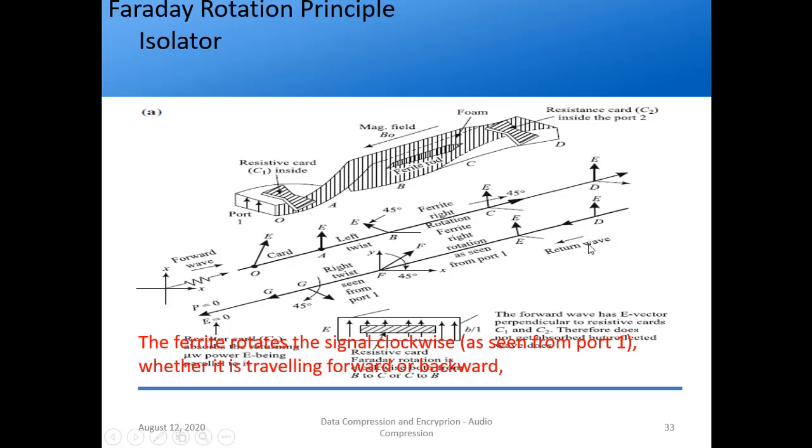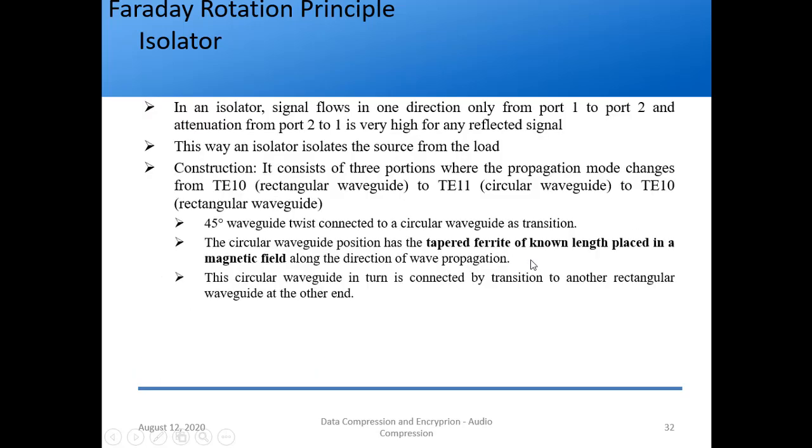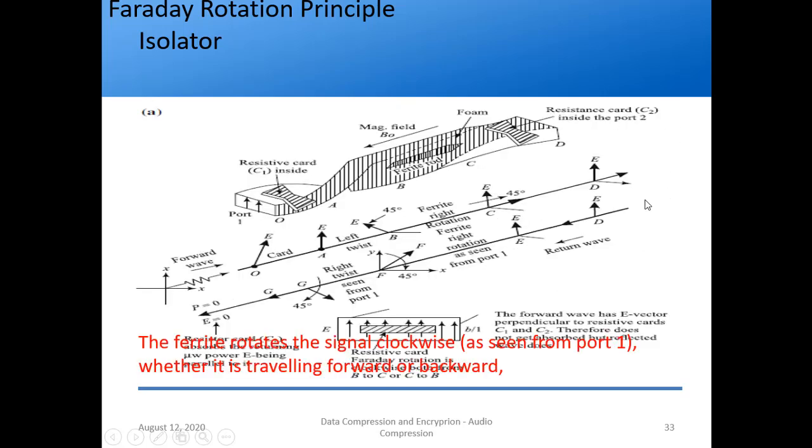But let's see what happens in the return wave, right? What is an isolator? Signal flows in one direction only. So this return signal, if I give the same E field from here, it should get absorbed here. So again it will come at E.